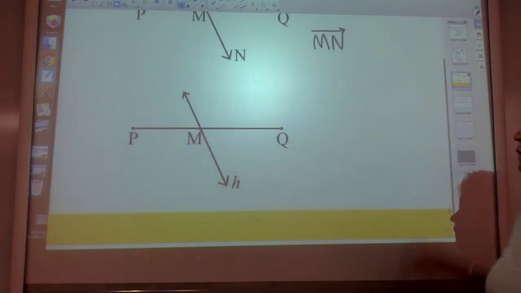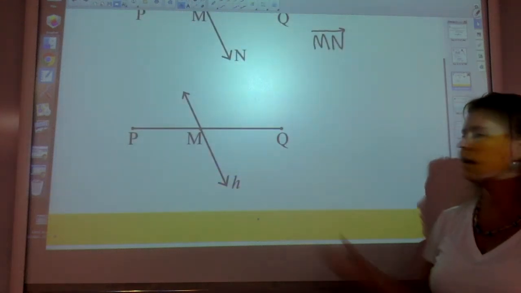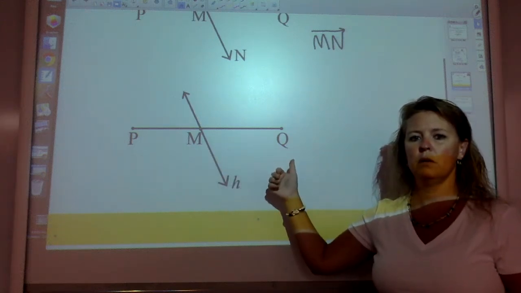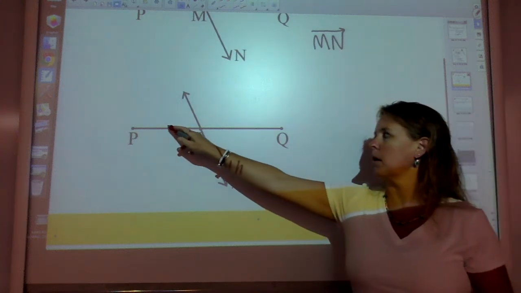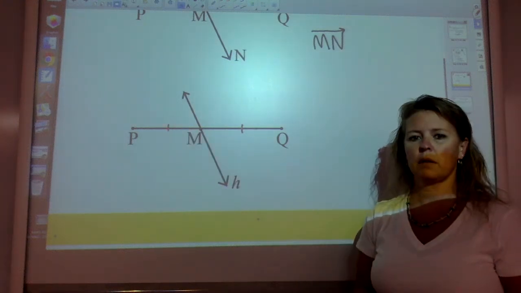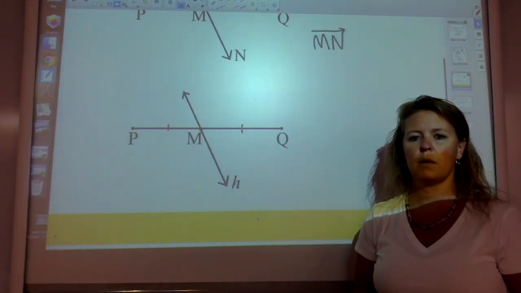Another one, here's a drawing. Go ahead and draw it. Point PMQ. Draw a line through it. You're going to put your tick marks on there. Segment PM is congruent to segment MQ, otherwise we don't know that M is in the middle.